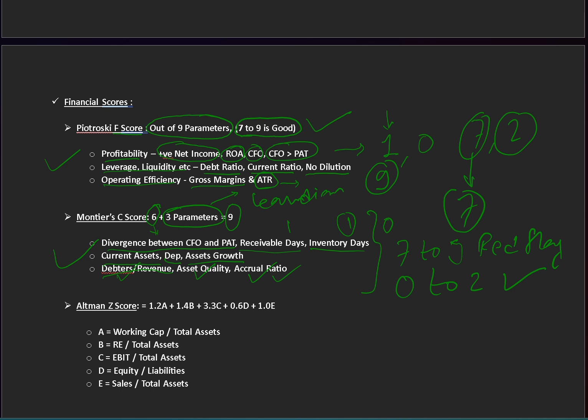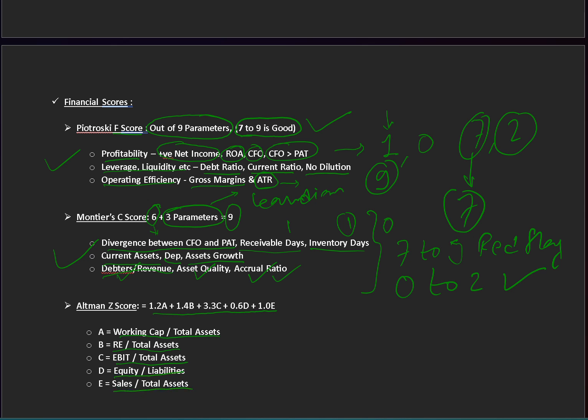Now we come to the Altman Z score. So there is a formula: 1.2A plus 1.4B plus 3.3C plus 0.6D plus 1.0E. Now what are A, B, C, D, E? A is the working capital divided by total assets. B is the retained earnings by total assets. C is EBIT by total assets. D is equity divided by liabilities, and E is sales by total assets.